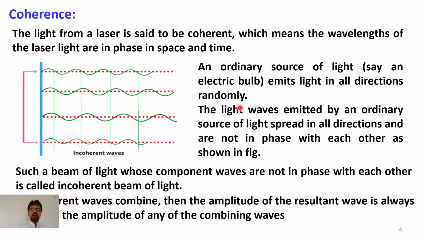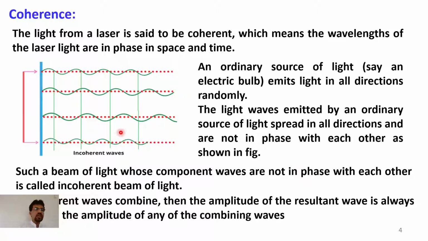We know that an ordinary source of light, such as the light emitted from an electric bulb, emits in all directions randomly. And the light waves emitted by an ordinary source of light spread in all directions and are not in phase with each other.